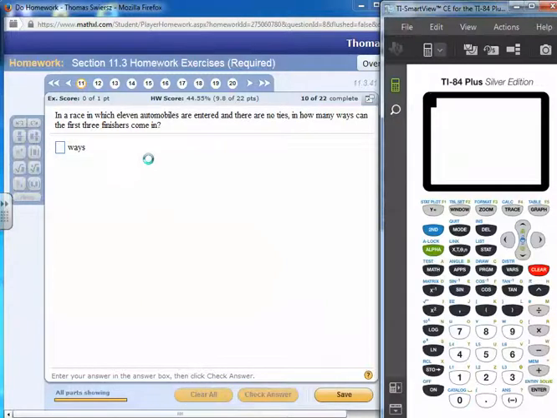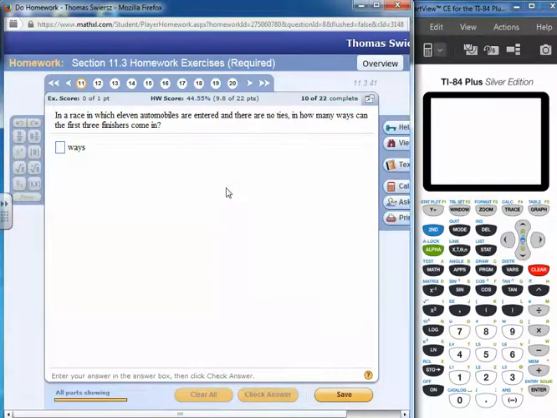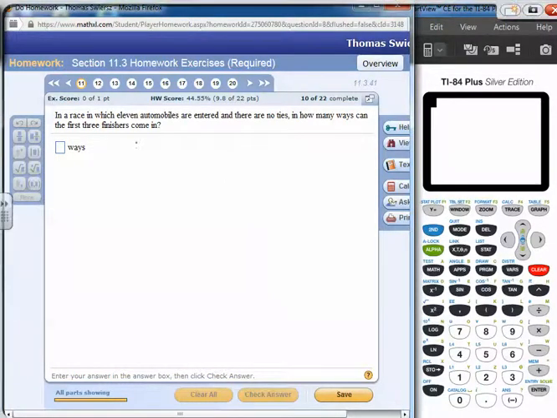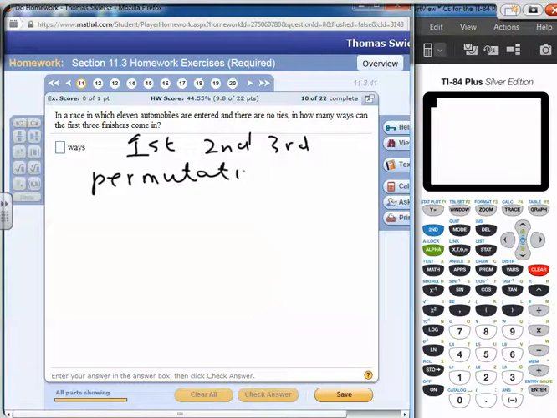So order matters, so it would be a permutation, sorry. Order matters because the top 3 finishers, first, second, and third, are distinguishable. They're different places. So it's a permutation, a P. There's a total of 11, and we're selecting the top 3, so 11P3.